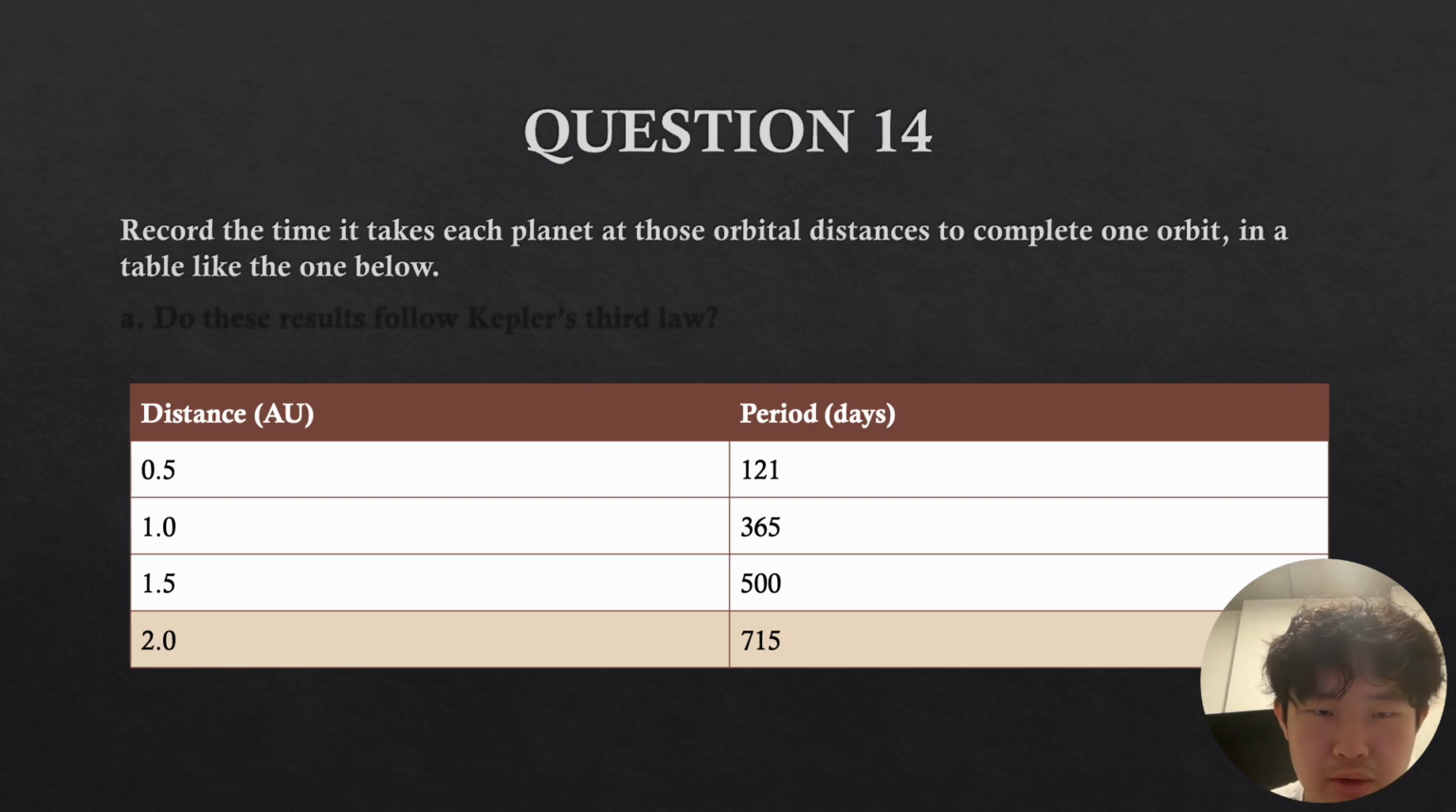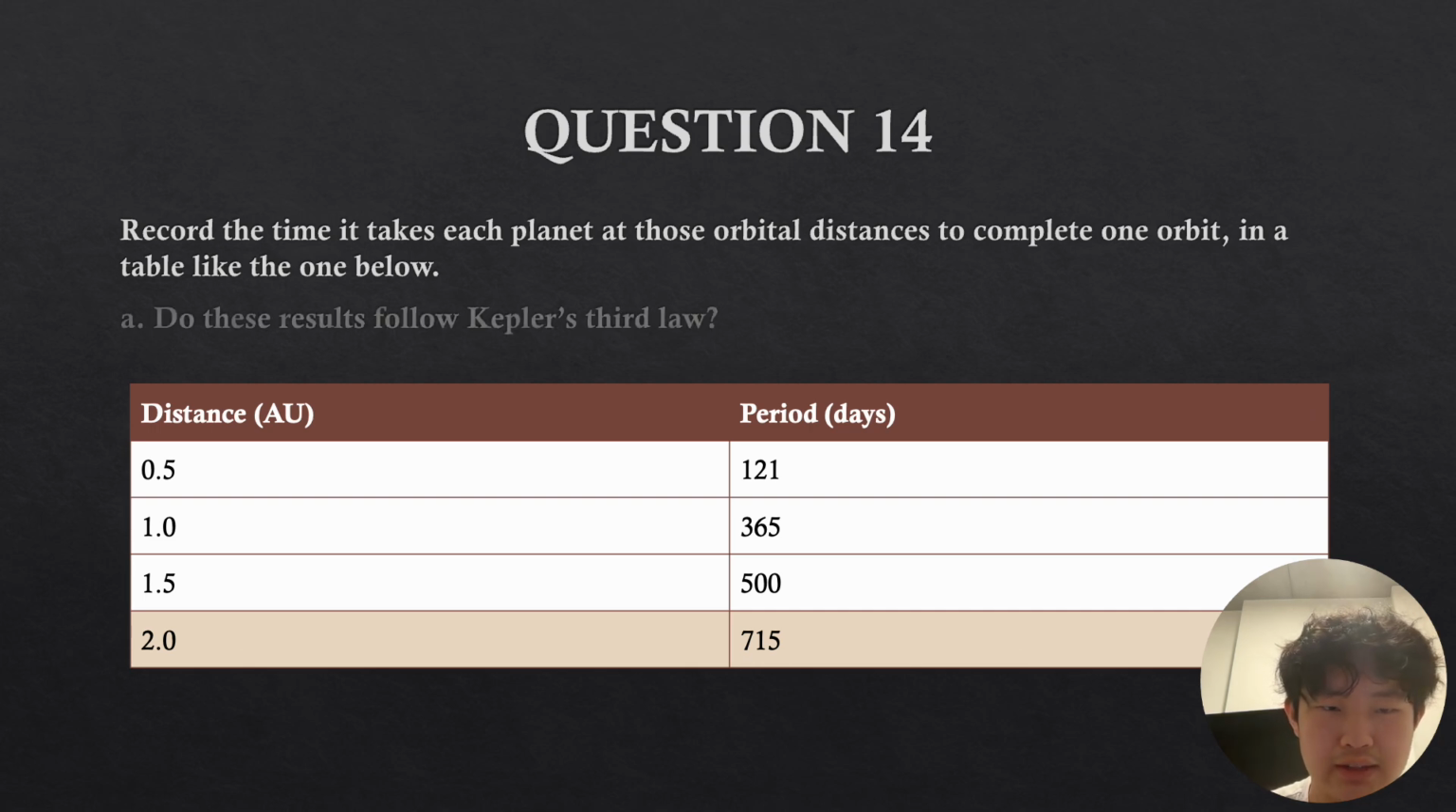Here are the orbital periods I measured. For 0.5 AU, it takes 121 Earth days. For 1 AU, it takes 365 Earth days. For 1.5 AU, it takes 500 Earth days. And the last one, for 2 AU, it takes 715 Earth days. As distance increases, the orbital period increases significantly. These results follow Kepler's third law.